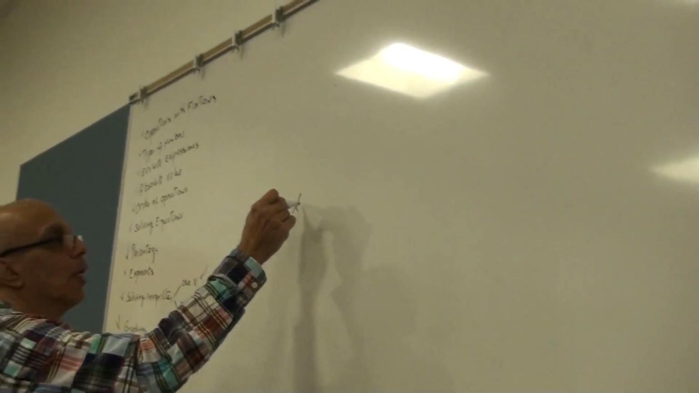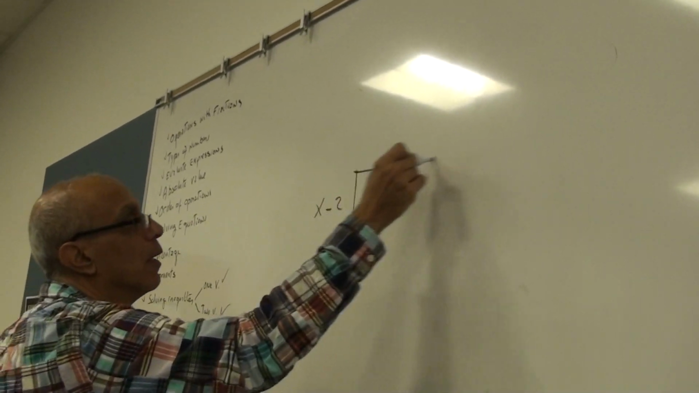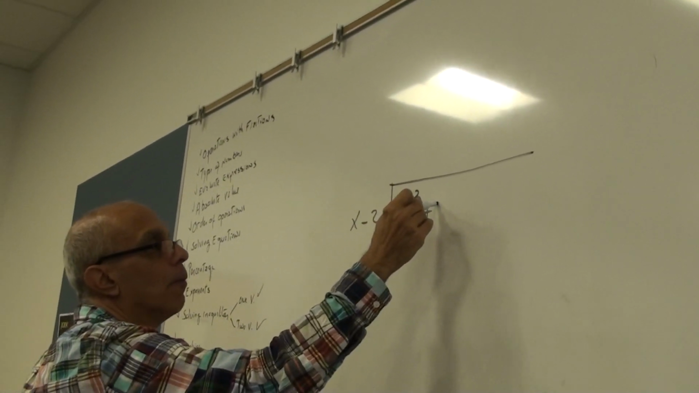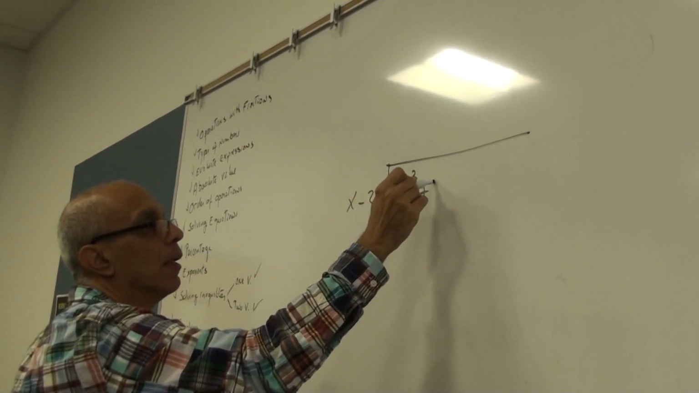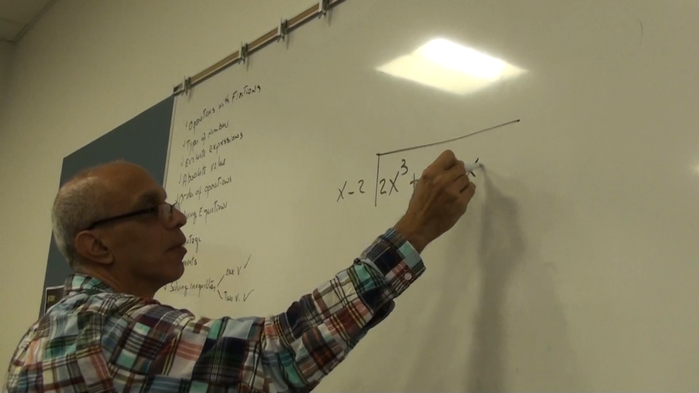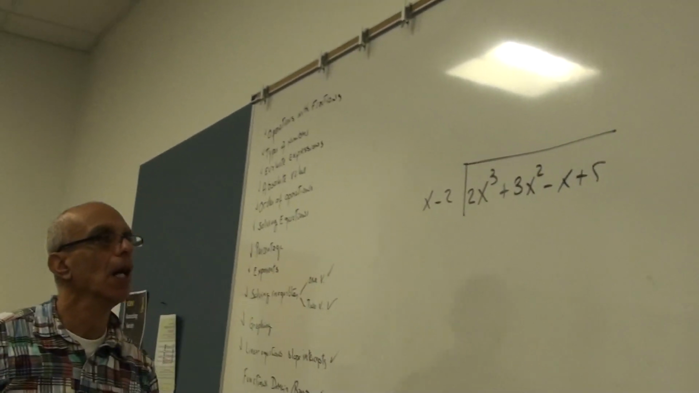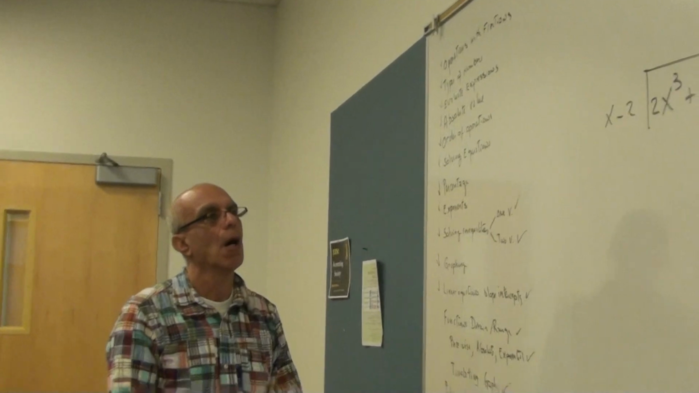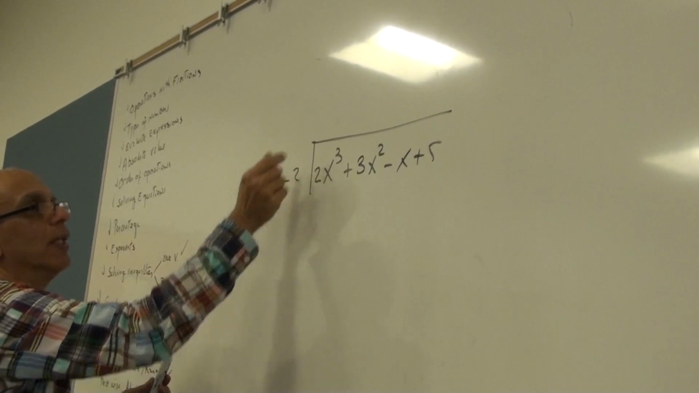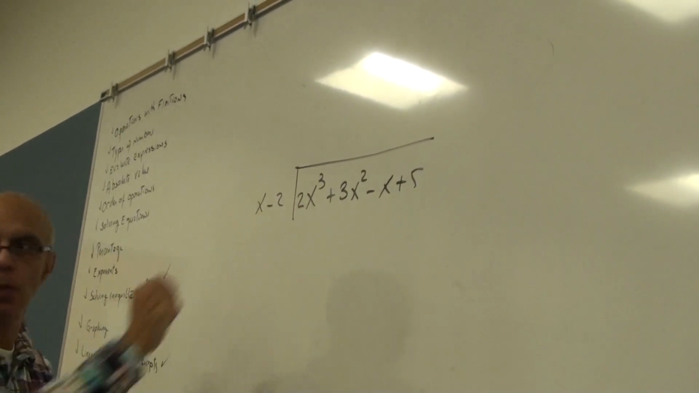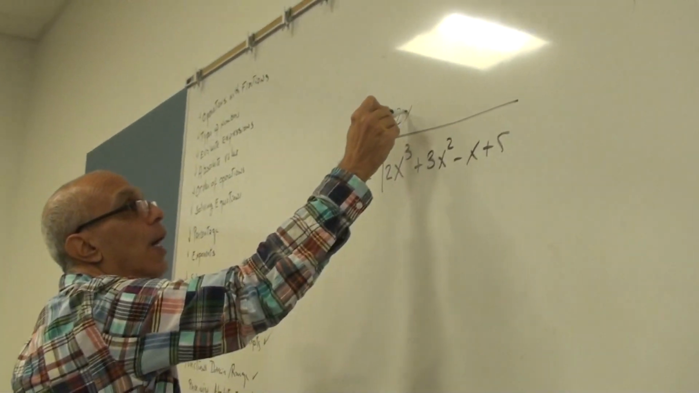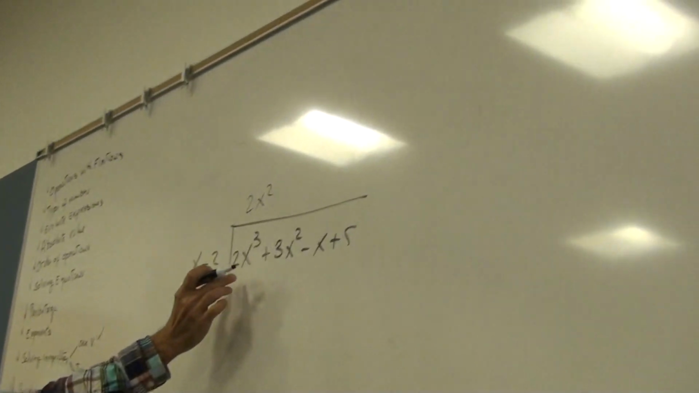Let's say I have 2x cubed plus 3x squared minus x plus 5 that you want to divide by x minus 2. How do you do this long division? You have to look at this term here and x. What is the term that multiplied by x is going to give me 2x cubed? 2x squared. So I put 2x squared.